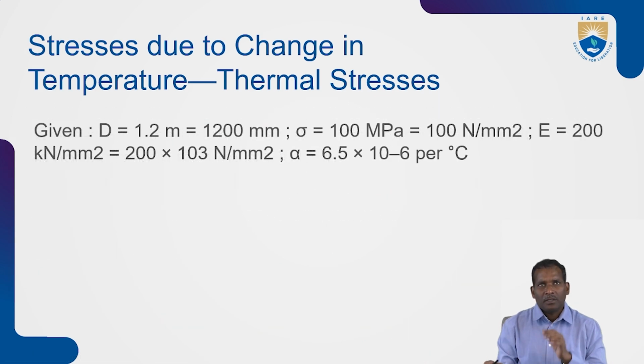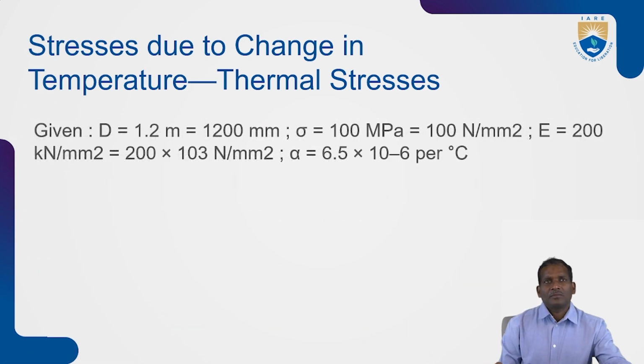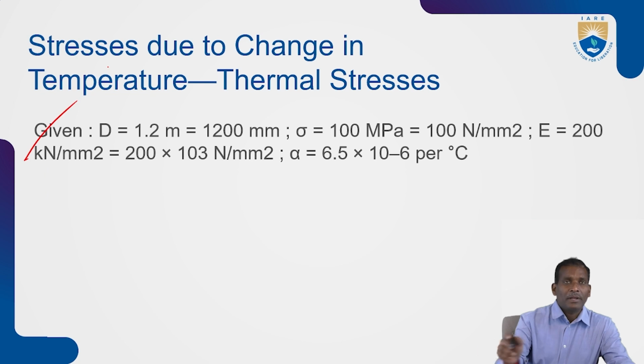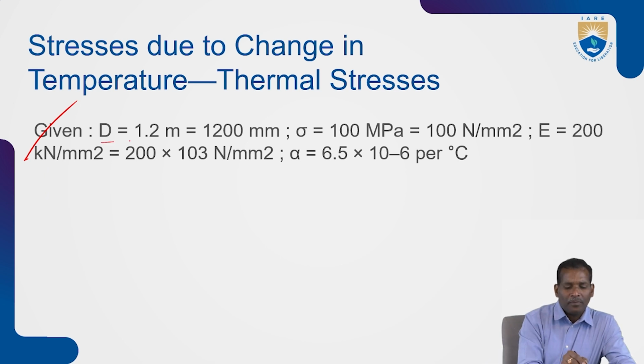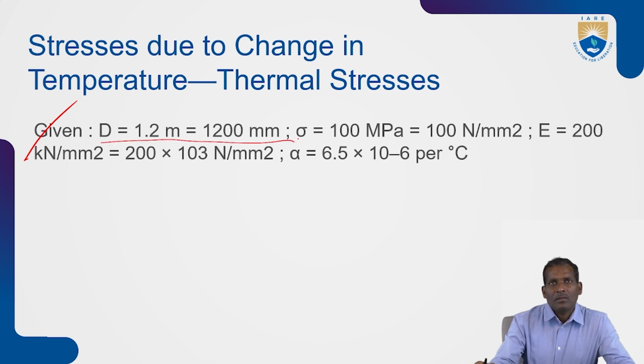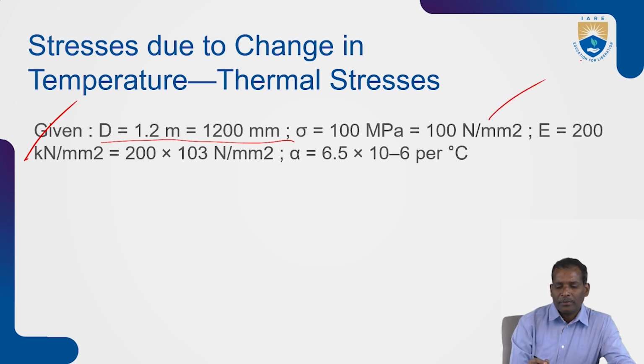So now we'll see first the given data. For any problem, first you should write the given data. Given: D is equal to the outer diameter, 1.2 meter, that is 1200 mm. The sigma, that is hoop stress, 100 megapascal, convert into Newton per mm square.